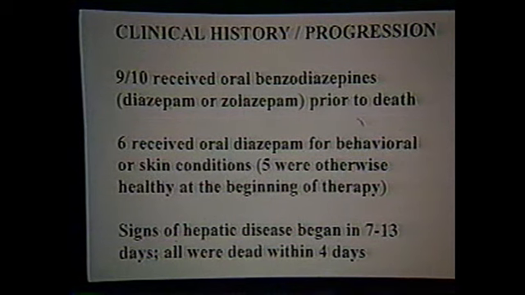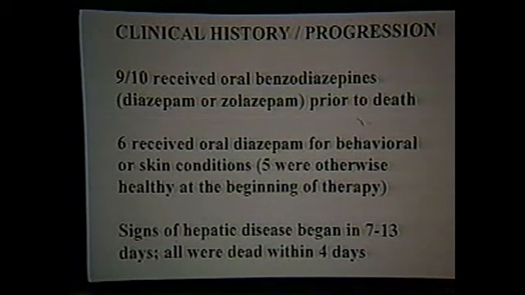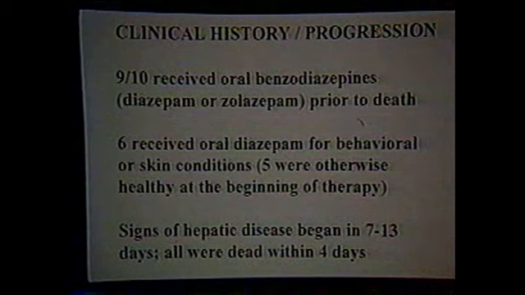We had a group of cats, 9 out of 10, who had received oral benzodiazepines. 5 were extremely healthy at the time that the therapy began. The others were only marginally ill. Signs of liver disease began within a week to 2 weeks of beginning therapy, and all were dead within 4 days after the signs began. This is what their livers looked like. They were small. Most of them were around 2 to 2.5% of body weight. They were very flabby. They were tan red mottled.